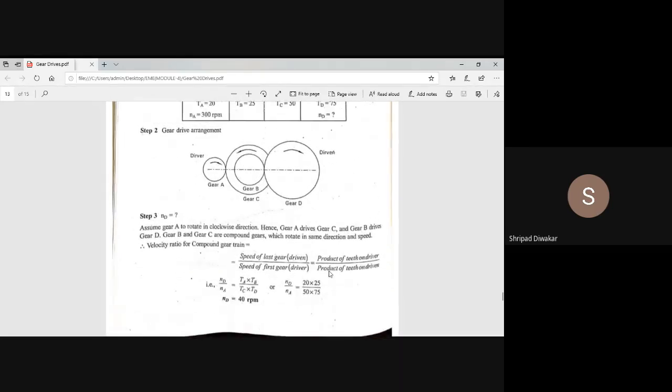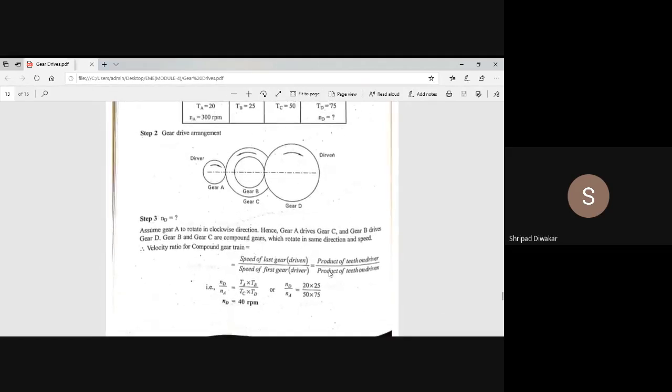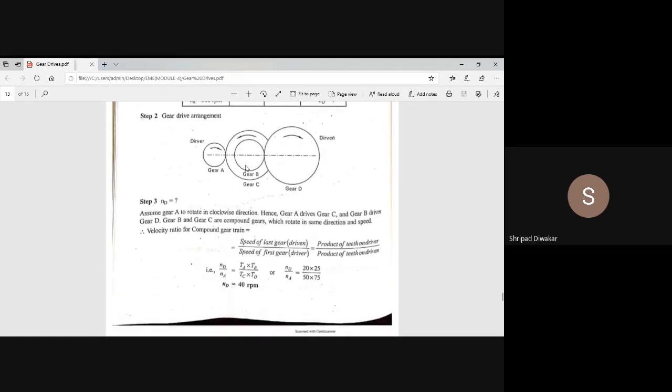As we said, in the case of a compound gear train, ND divided by NA equals TA into TB divided by TC into TD. So you have to write the equation like that. That is the product of teeth on drivers divided by the product of teeth on the driven. That is the velocity ratio of the compound gear train. So ND divided by NA is 20 into 25 divided by 50 into 75.